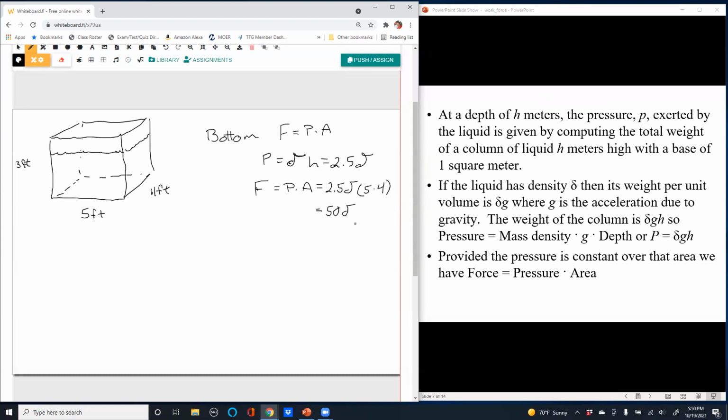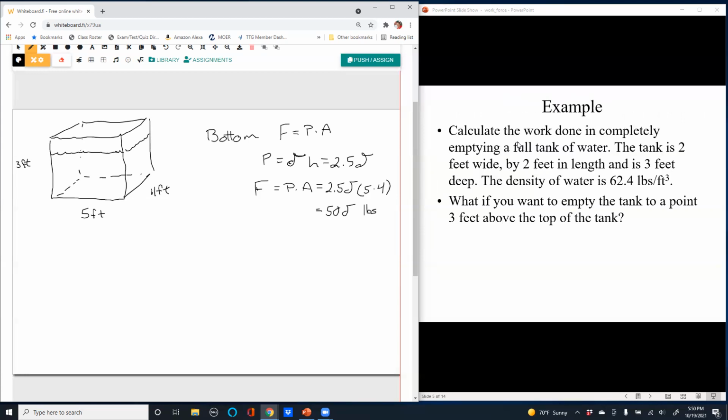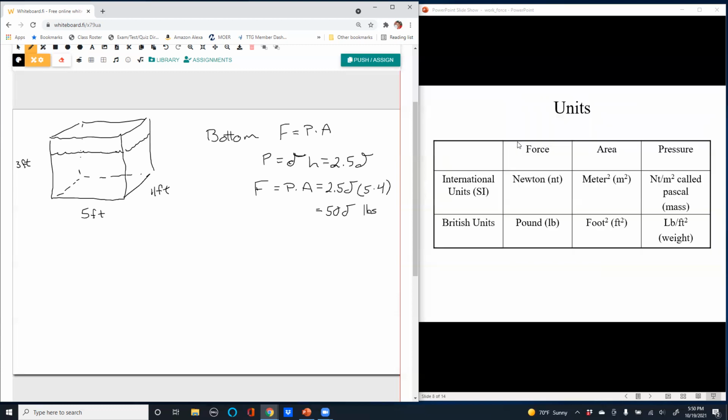And the units on the force, remember this is a force. We are in British units. So it's going to be pounds. Oops, sorry guys, went the wrong way there. We are in British units, our force is in pounds.